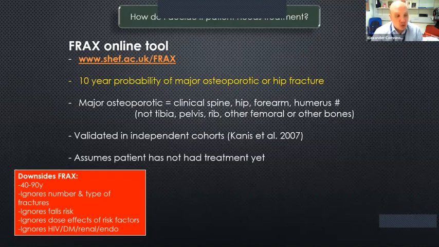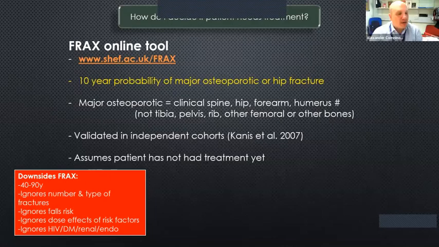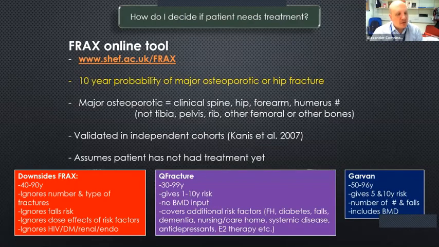It ignores your falls risk, which can be very important in the elderly population. It ignores the dose effects of certain risk factors, like the amount that you drink, the amount that you smoke, the exact amount of steroids that you take. It does include steroids to a degree, the doses, but not fully. And it ignores other important secondary causes such as HIV, diabetes, renal disease, and endocrine diseases. So there are two other tools you can use.